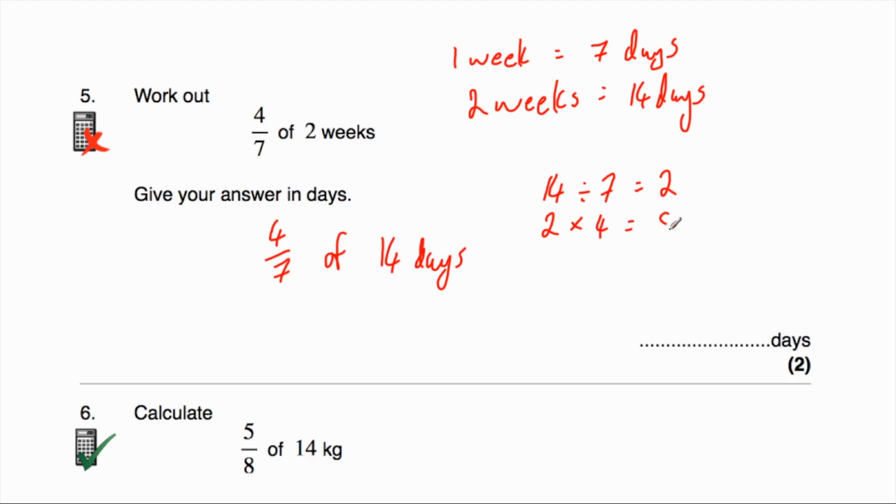And 2 times 4 is equal to 8. So that means that 4/7 of 14 days would be 8 days. So the answer is 8 days, because 4/7 of 2 weeks is 8 days. So the answer is 8 days.